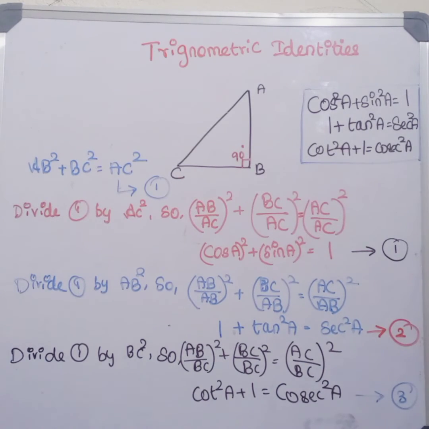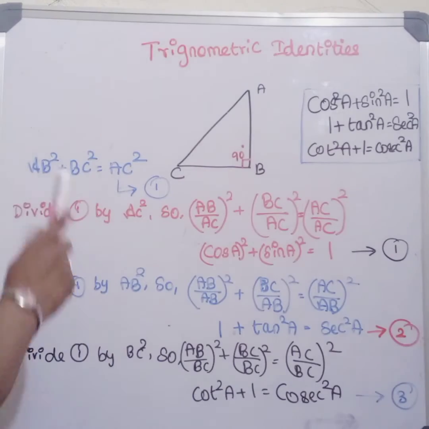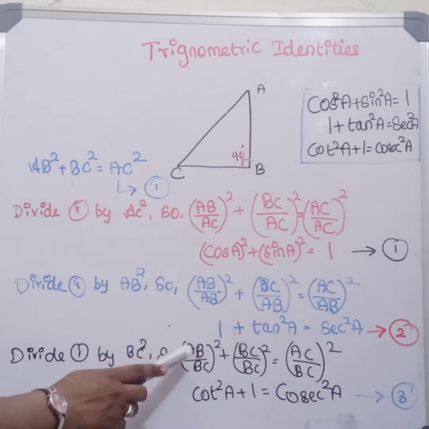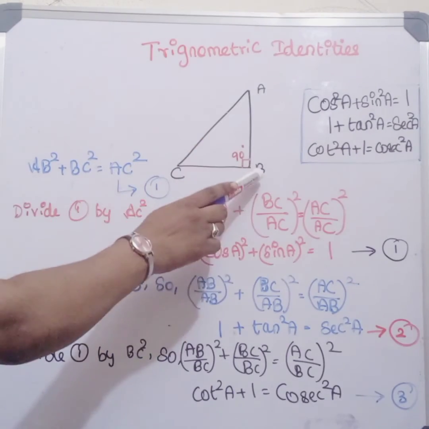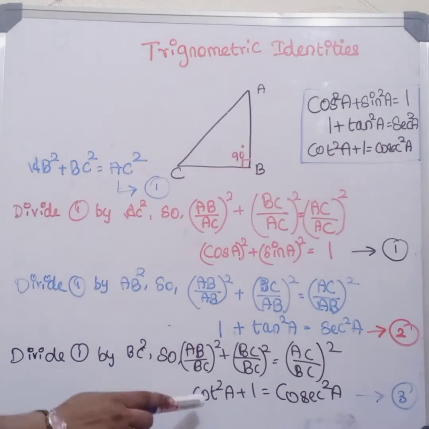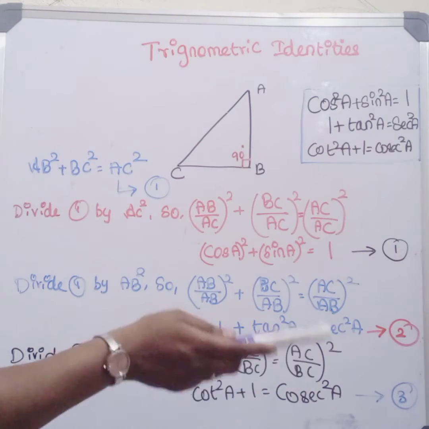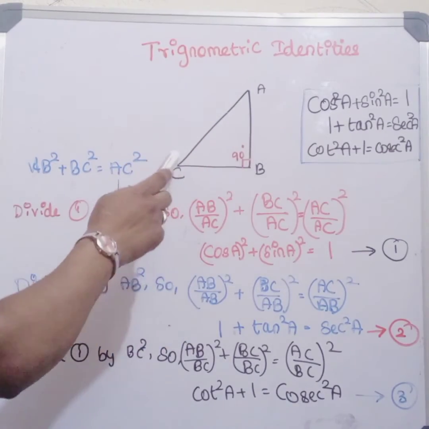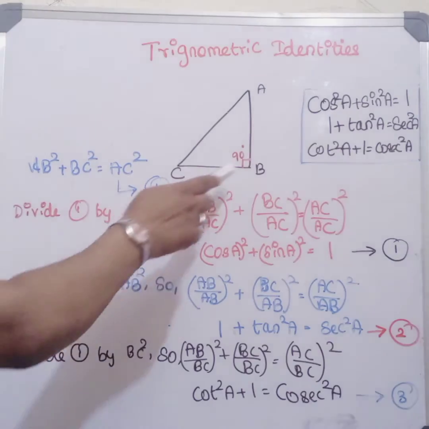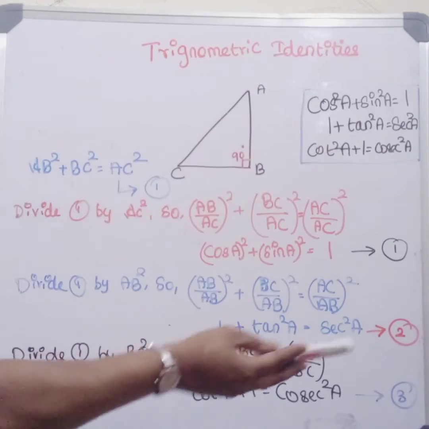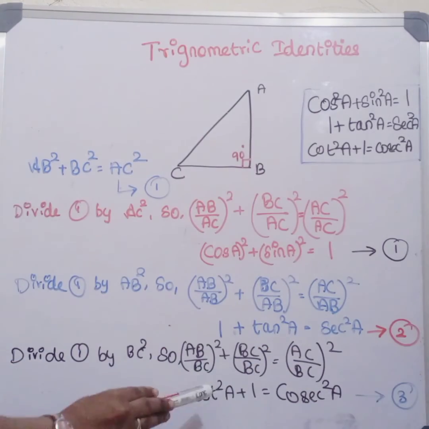Next, the third identity we can get from the Pythagoras theorem by dividing the whole equation by BC. So AB by BC the whole square, BC by BC the whole square, plus AC by BC the whole square. AB by BC in terms of A, that means adjacent side by opposite side, that is nothing but cot. So cot square A plus BC by BC is 1, so 1 square is 1. AC by BC, that means hypotenuse by opposite. Opposite by hypotenuse we know is sine, so hypotenuse by opposite is the reverse of that. The reciprocal of sine is cosecant, so cosecant square A. So this is the third identity.